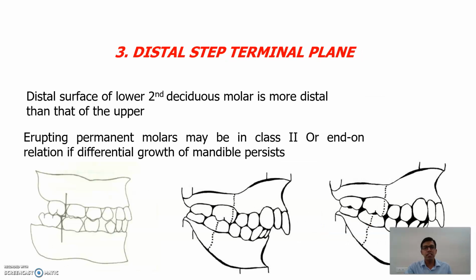Next is the distal step terminal plane relationship. Here, the distal surface of the lower second deciduous molar is more distal than that of the upper deciduous second molar. Here, the erupting permanent molar may erupt in a class 2 relationship or in an end-on relationship, as you see in these two diagrams.